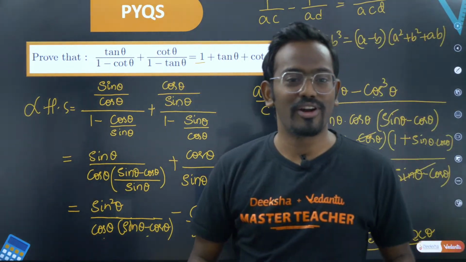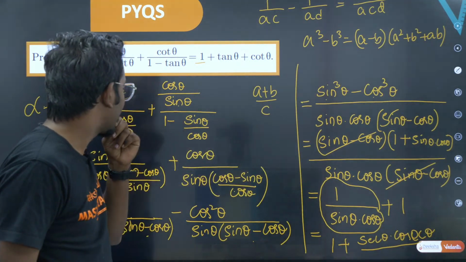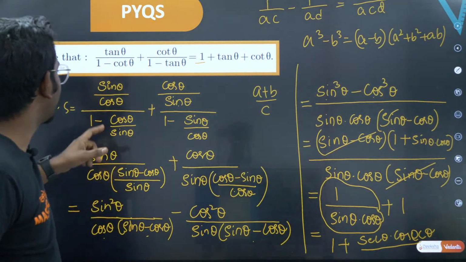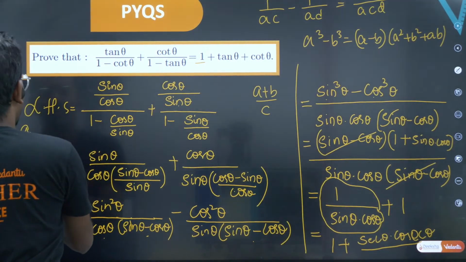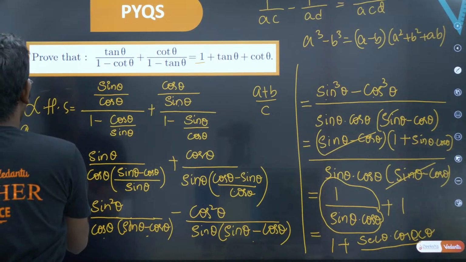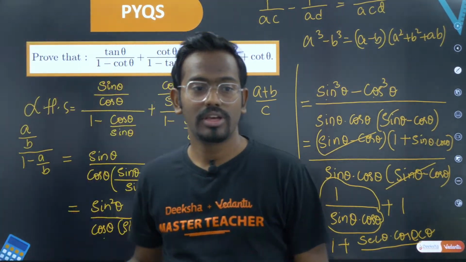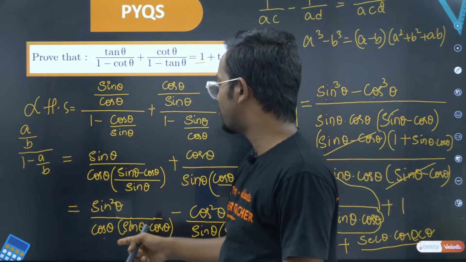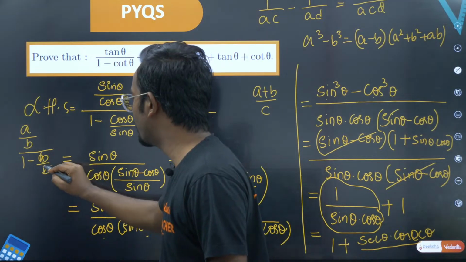Okay, so I've already solved this for 4 marks. Sir, can you please explain the second step? Second step. Okay, this is the second step. What I did is, see, this is something like a by b divided by 1 minus a by b. Okay, so here you have a by b divided by 1 minus a by b. See, a by b divided by 1 minus, say, b by a. Okay, b by a you have.